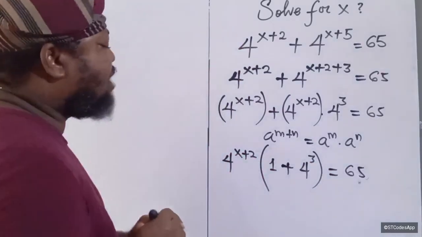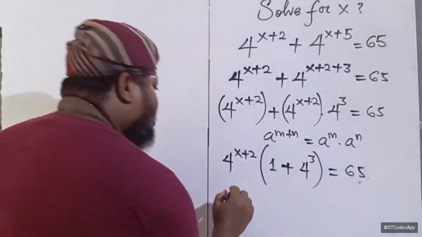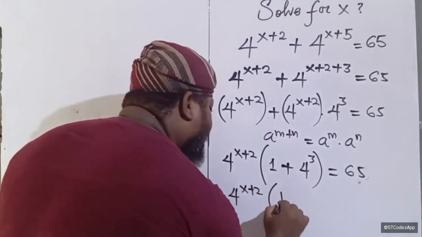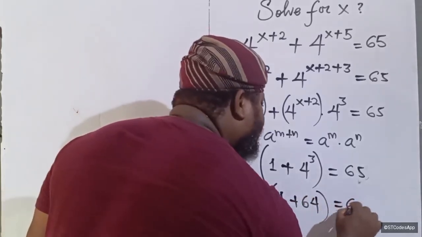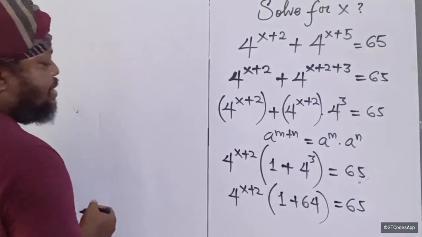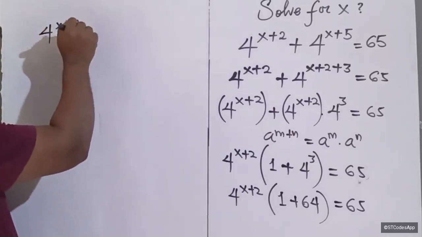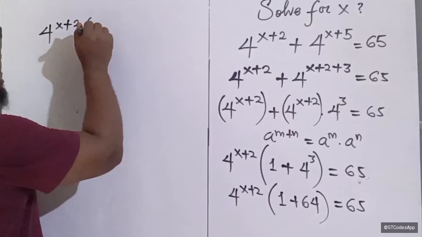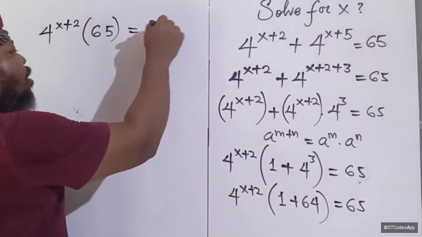Alright, so you notice that 4 to the power of 3 is 64, right? So in this case we have 4 to the power of x plus 2 in brackets, 1 plus 64, close bracket, is equal to 65. So let's come to this side. We'll now have 4 to the power of x plus 2, in brackets 65, is equal to 65. They are all products here.